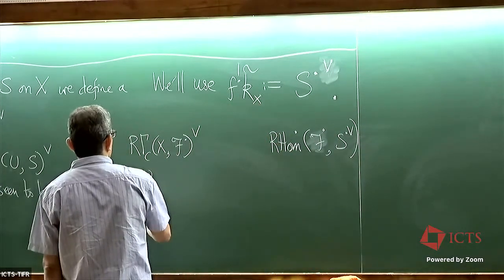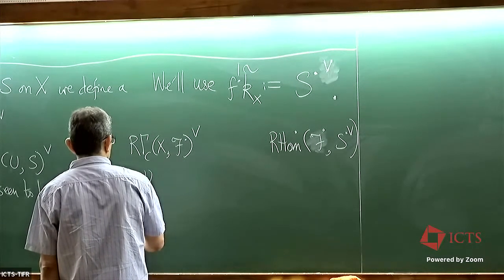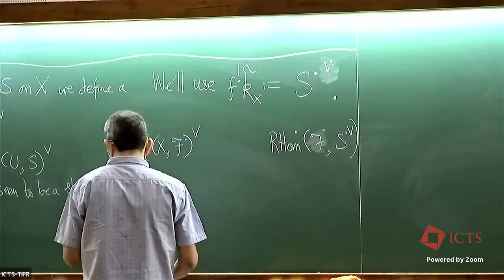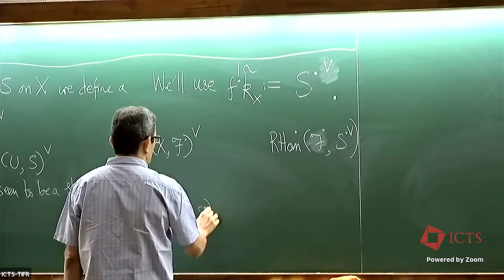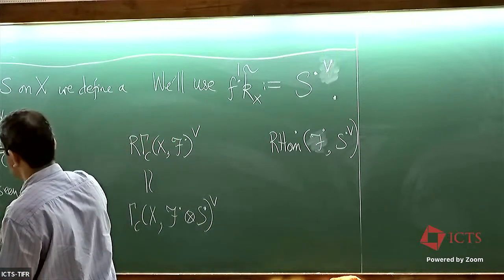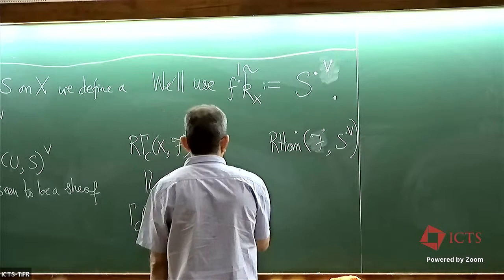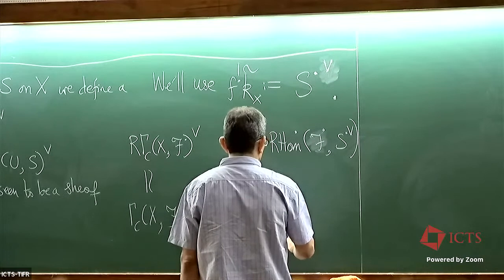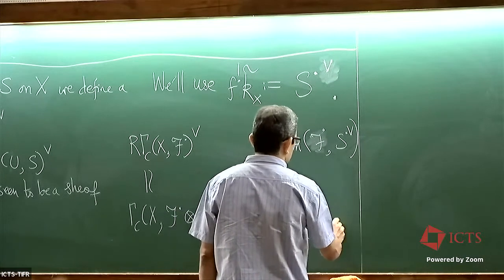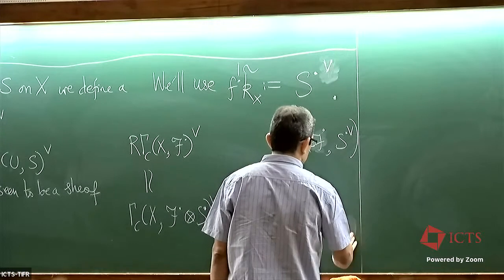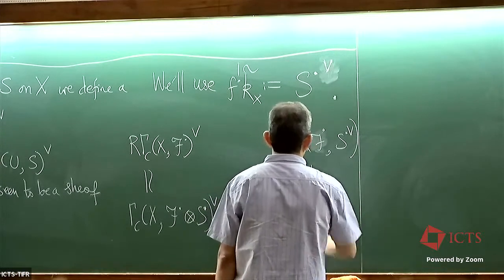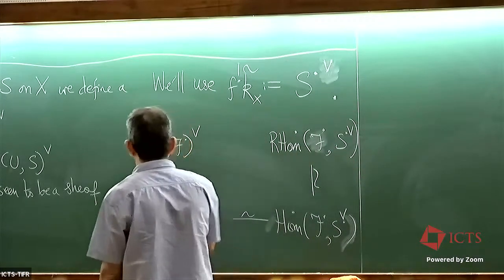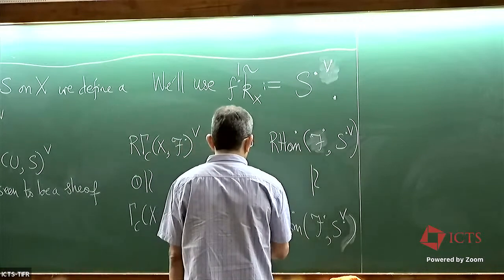So I'll make three claims. First, that this is the same as gamma_c of X, F dot, tensored with S dot dual, where S dot is whatever resolution we have picked here. The second claim is that this is isomorphic to hom dot of F dot, S dot. Again, here there is a dual. And then this is isomorphic to this. So this is how we'll finish it. This is part 1, this is part 2, and this is part 3.